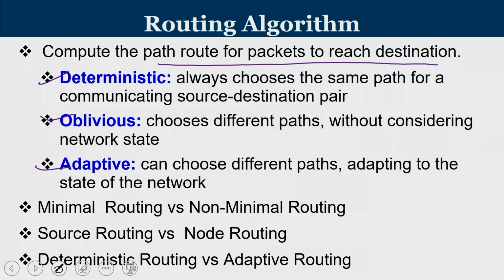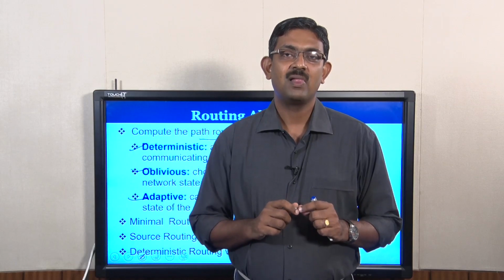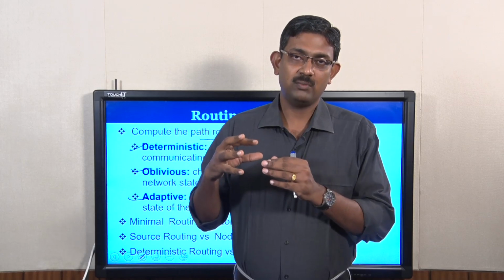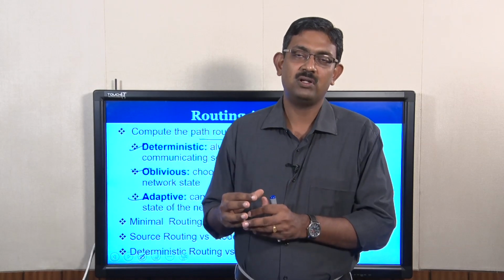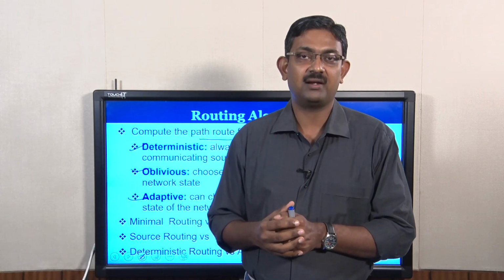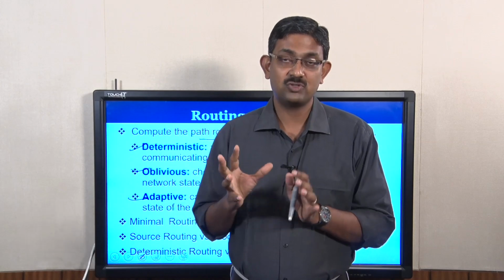The second category of routing definition is called source routing versus node routing. In the case of source routing, before a packet starts from the source node, the entire route it has to take is embedded in the packet header. So at the source itself, the entire route is studied and the route is stored.